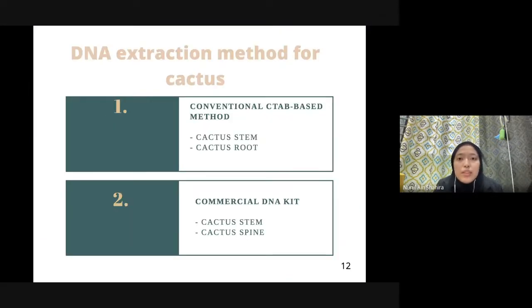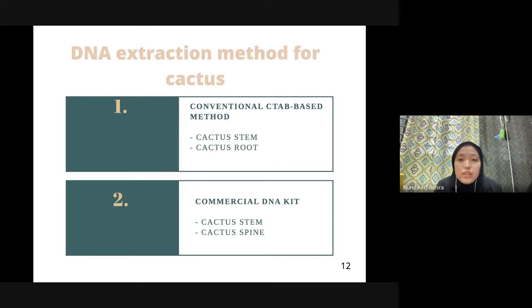So in DNA extraction method for cactus, we can use both the conventional CTAB-based method and also the commercial DNA kit. For cactus stem, we can use both methods. Meanwhile, for the cactus root, we can only use the conventional CTAB-based method, as it provides a low amount of DNA, and using conventional CTAB-based method is able to reduce the risk of not getting any DNA. Whereas the cactus spine is used only with the commercial DNA kit, as preparing the sample from cactus spine could be very time consuming.